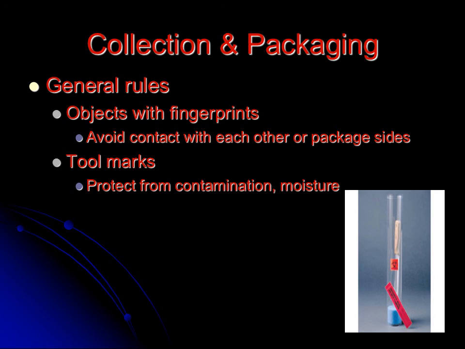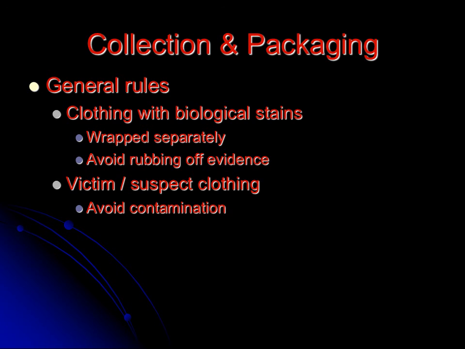General rules: any object that could have fingerprints, you want to avoid contact with the packaging that could potentially rub the fingerprint off. So you want to wedge it in there in some way. Tool marks, and we'll talk about what those are, we want to protect from contamination and moisture. Clothing with biological stains such as blood, wrap them separately, obviously. Pants different from shirts and that sort of thing. Avoid rubbing the evidence off. And usually we use paper bags for those too. Any wet stains, you typically use a paper bag. You don't want it to mold up, so you want it to dry naturally.